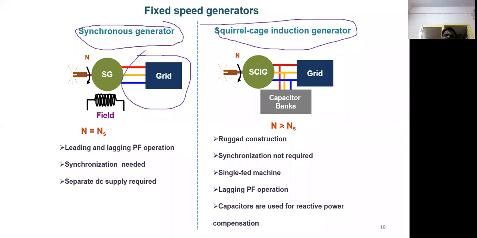When N is greater than Ns, I mean the rotor speed of the machine is greater than the synchronous speed. It is a rugged construction, and synchronization is not required. It is a singly fed machine, and lagging power factor operation is there. For improving the power factor, we can connect a capacitor at the stator terminal. So capacitors are used for reactive power compensation.